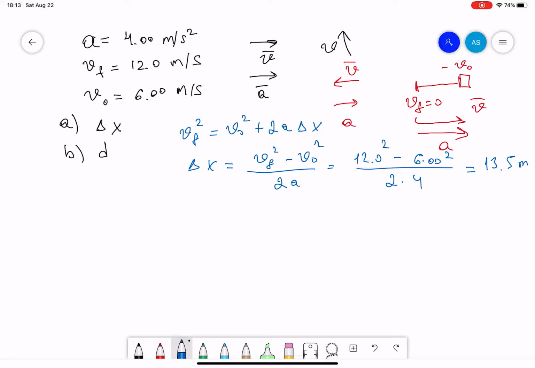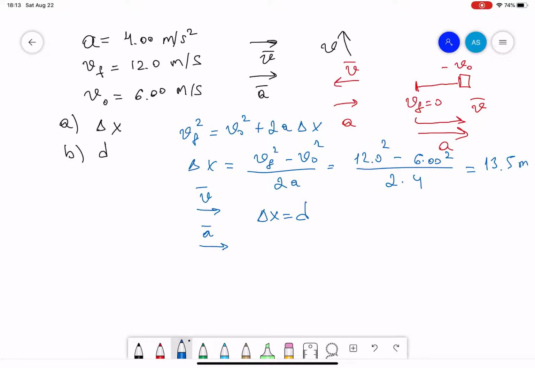Now what about the total distance? Since we know that the velocity is in the same direction as the acceleration, we can say that our delta x is equal to the distance d. Okay, now this is parts A and B. Now what about parts C and D?